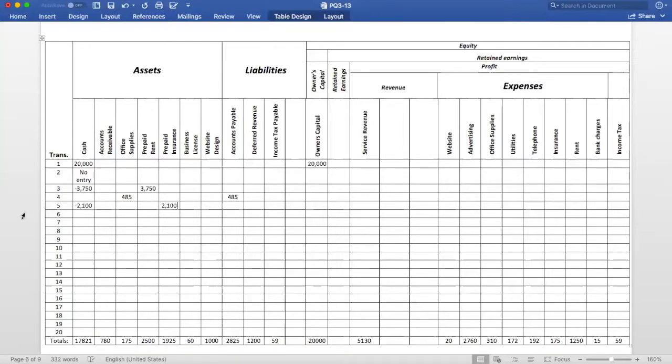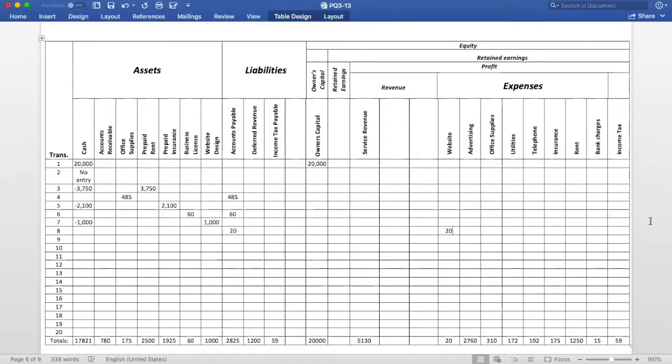Number 6, you register a business license and pay using a credit card. Business license will increase and accounts payable will also increase. Number 7, you pay cash to a friend to design your website. Cash will decrease and website design will increase. Number 8, you pay for 1 month of web services to the website provider using a credit card. Accounts payable will increase and your website expense will also increase.